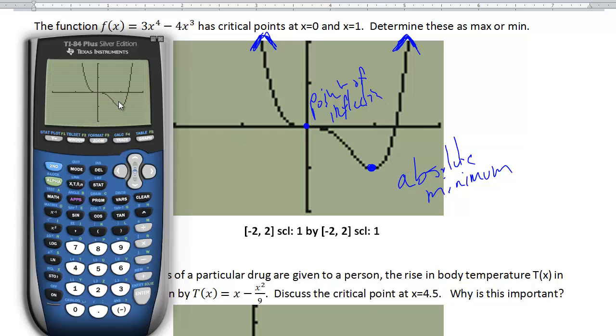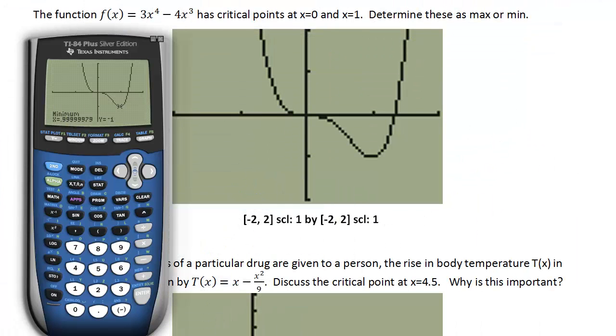And again, you could use your calculator in order to try to estimate these values. It looks like this one's right at about 2. Or excuse me, at about 1. We can double check that on the calculator. And there we see it right at 1. Okay, one more here.